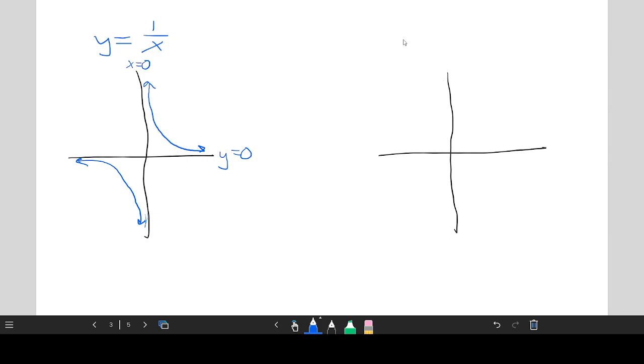The other basic rational function that we see a lot is 1 over x squared. Similarly, for this function, the only value you have to exclude from the domain is 0. You can't plug in 0 for x, but you can plug in any other number you like. And so this function also has a vertical asymptote of x equals 0.